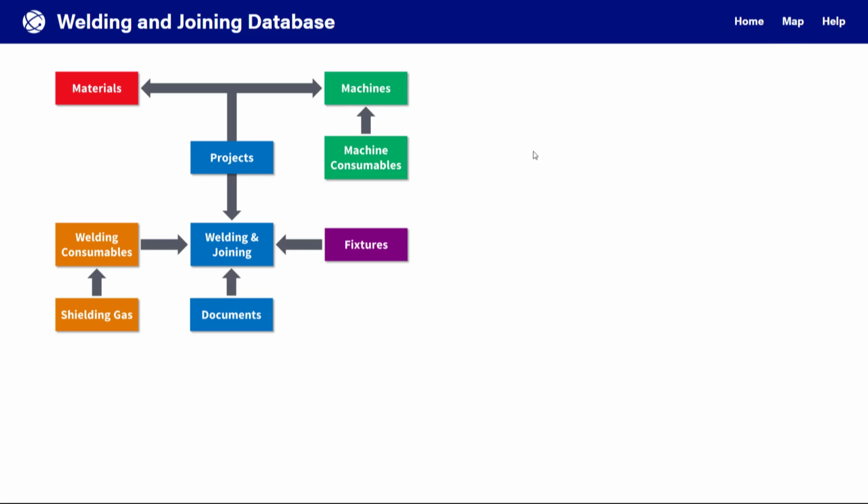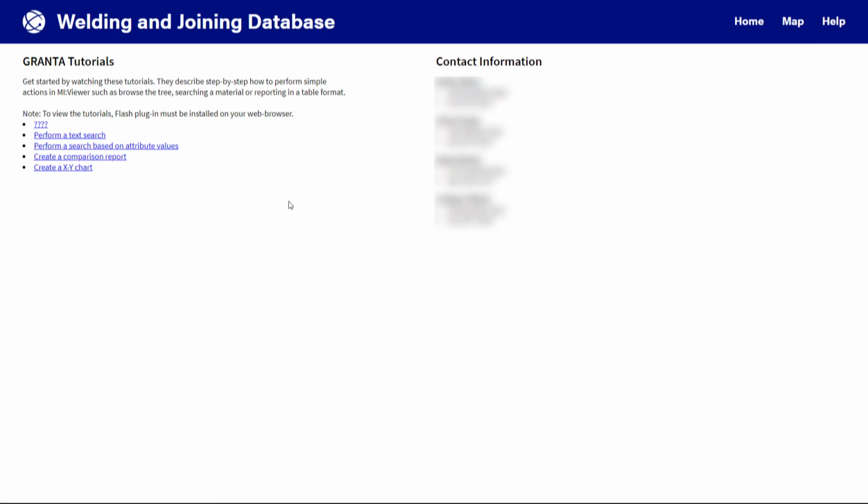Our next tab is the map. Pressing any of these buttons will open up a file tree that is typically on the left if this was in a Granta.mi environment. Finally, this is the Help tab. We have contact information for each of the team members, along with tutorials.